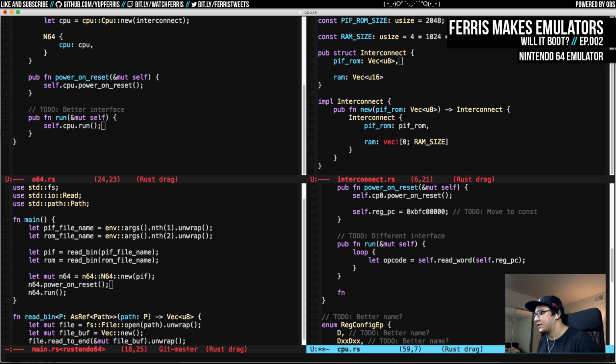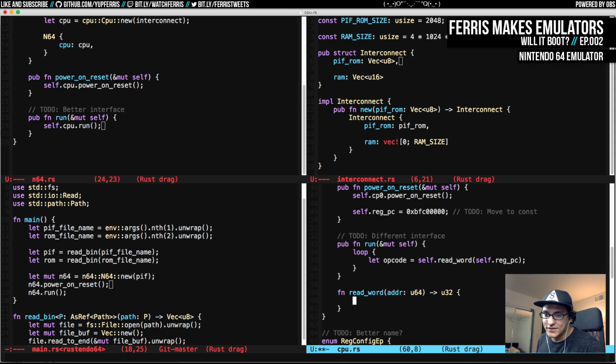We'll just do that here. Fun read word. We're going to take an address, which is going to be a U64 until we decide we know better. And then that's going to return U32, because that's how big our words are. Yeah, and Rusted Bicycle says word is whatever it is on that machine, so I think using word is correct here. 32-bit on N64, so it looks like we're on the right track.